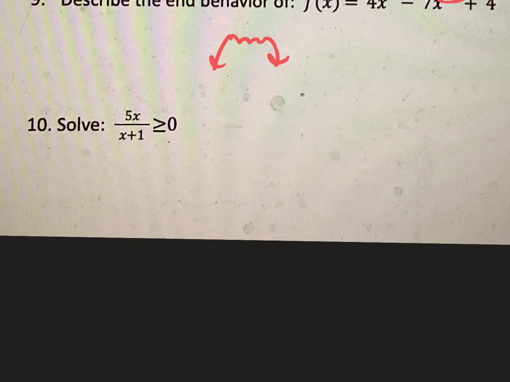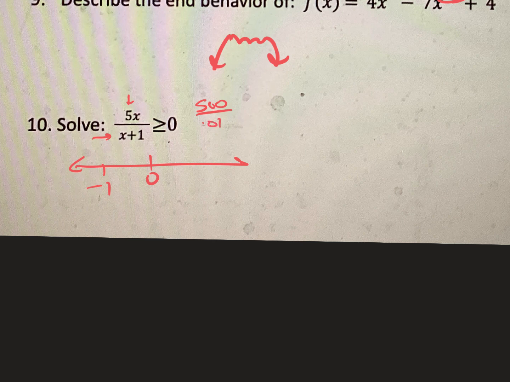All right, number 10. Number 10 is already kind of factored for you. You have to draw a little sign graph here. Put whatever makes the numerator 0 on the number line, which is 5 times 0 is 0, and also what makes the denominator 0, which is negative 1. And you know what number I'm going to plug in? I'm plugging in 100. So 5 times 100 is 500.